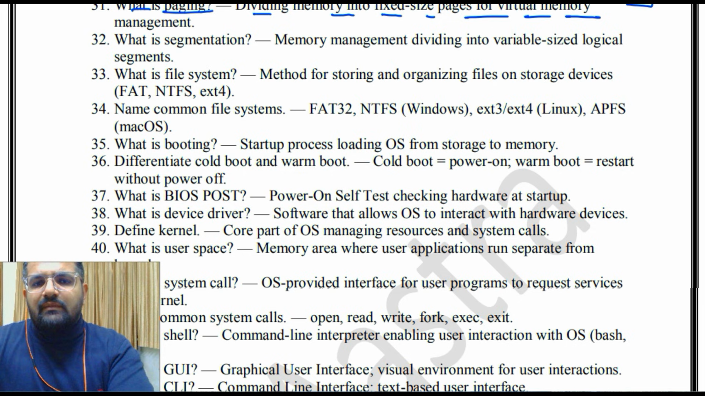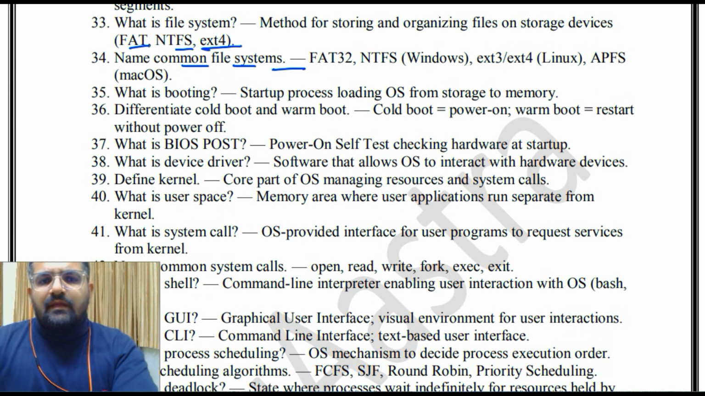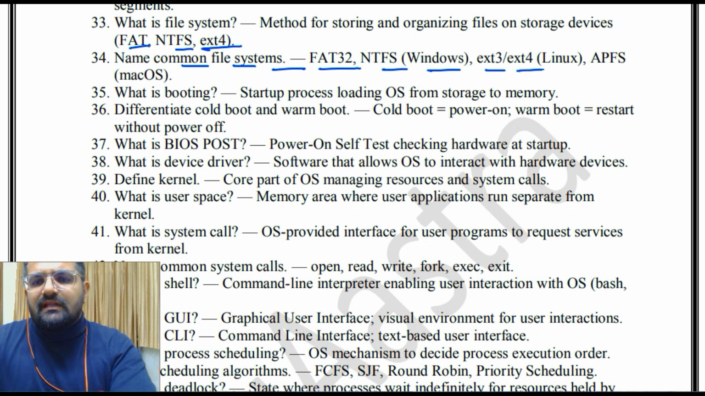What is file management? So method for storing and organizing files on storage devices. FAT, NTFS. What is segmentation? So memory management dividing into variable size logical segments. Name common file systems: FAT32, NTFS for Windows, ext3, ext4 for Linux, APFS for Mac OS.